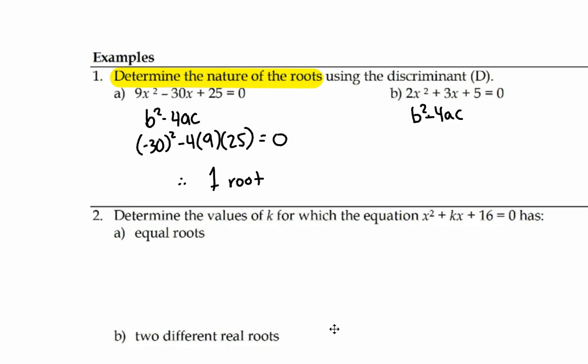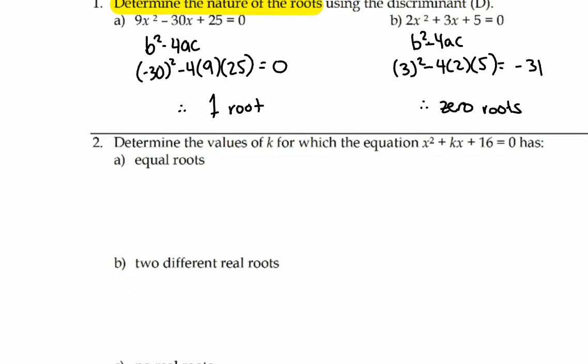Let's try it again. Tell me how many roots are there for the next one. What did that give you? Negative 31? 3 squared is 9. 9 minus 40? Negative 31. So therefore, how many roots? 0 roots. No x-intercepts.